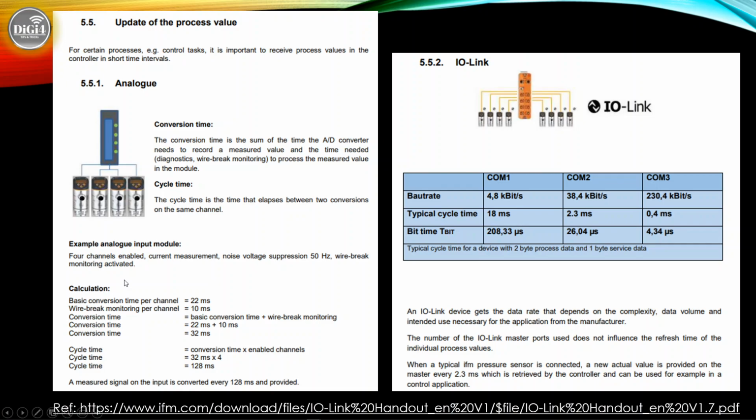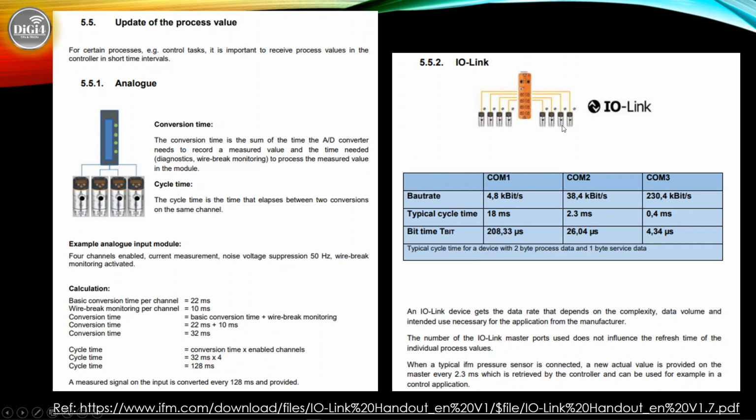But just to have a quick run through this documentation. You have 4 channels in the analog input card. You enable the current measurement, noise voltage suppression 50 Hz, and wire break monitoring activated. The basic conversion time per channel is 22 milliseconds, and then you activate the wire break, plus 10 milliseconds. So you add that, that is 32 milliseconds. For the cycle time, you have to multiply the conversion time times the number of enabled channels. So that's 32 times 4, which is equivalent to 128 milliseconds.